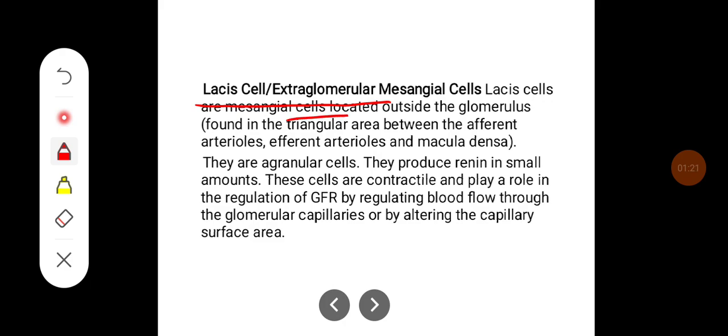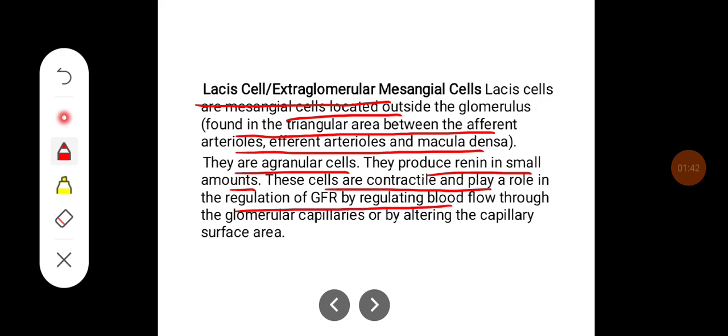Lacis cells or extraglomerular mesangial cells. Lacis cells are mesangial cells located outside the glomerulus, that is, they are found in the triangular area between the afferent arterioles and macula densa. They are agranular cells. They produce renin in small amounts. These cells are contractile and they can play a role in regulation of GFR by regulating blood flow through the glomerular capillaries by altering the capillary surface area.